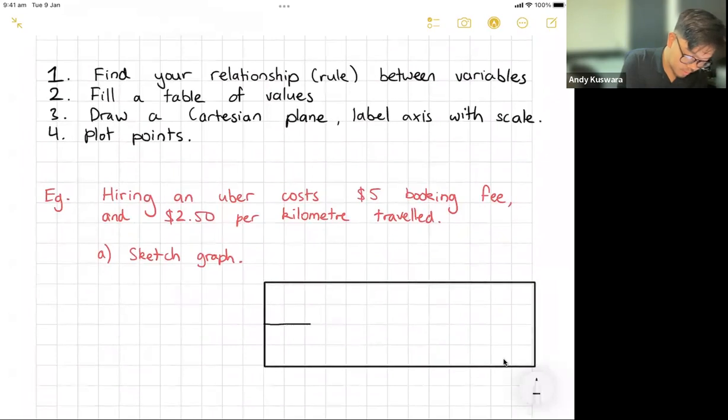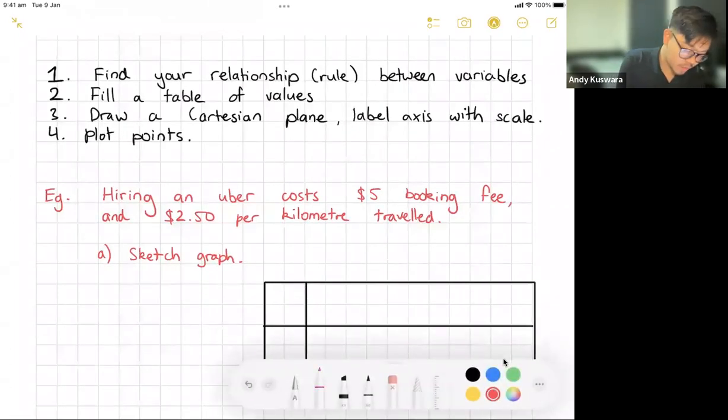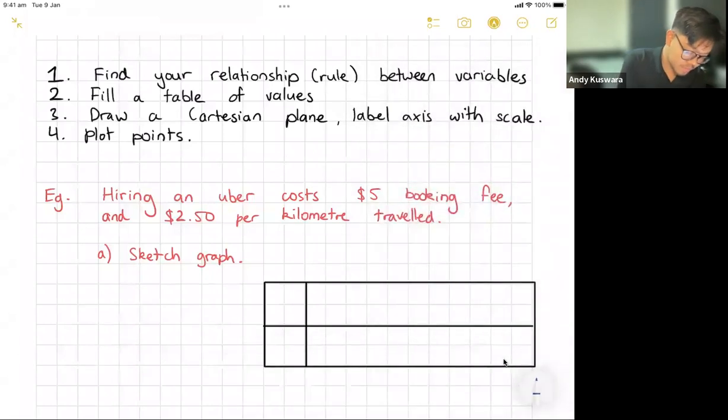So for a table of values, you're going to need some sort of X, some sort of Y. Now in this case, I know that I'm working with either dollars or kilometers. The thing that I change, my independent variable, is the kilometers, so that's going to be up here. And the thing that gets changed due to it is the dollars.